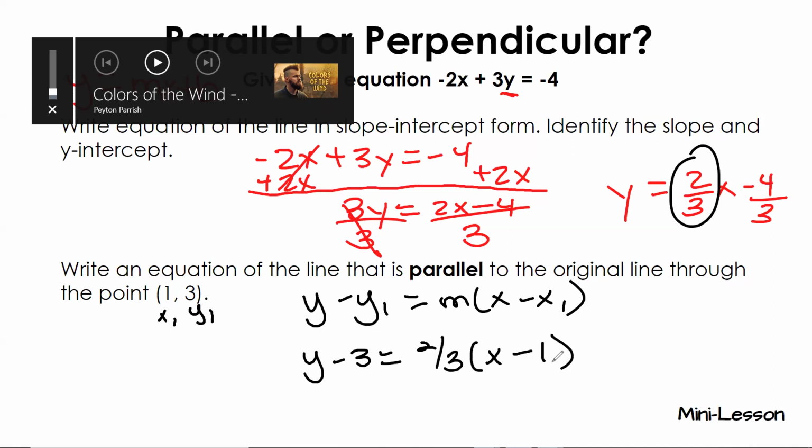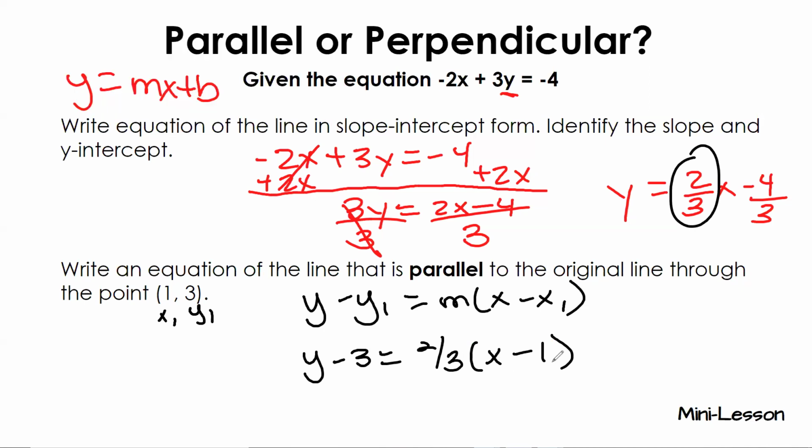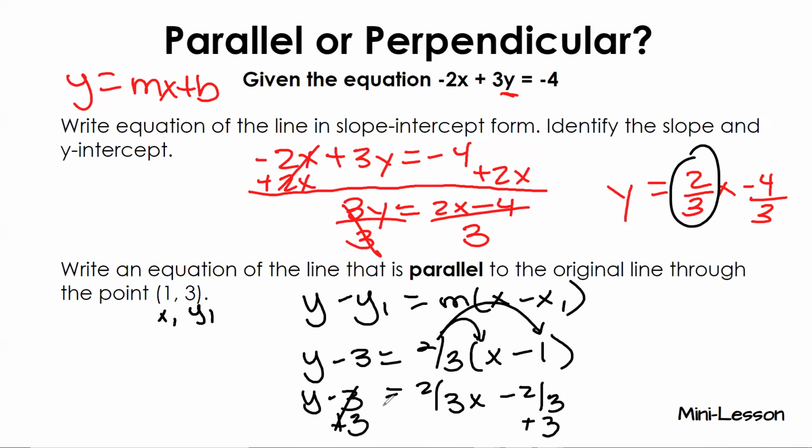Now again, most of your answer choices are going to be written in y equals mx plus b. So we're going to distribute. And that's going to give me 2/3 x minus 2/3. And then we're going to add 3 to the other side. Now, I know nobody likes adding fractions. You got it. So y equals 2/3 x.